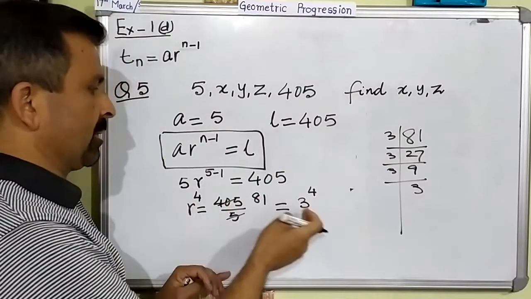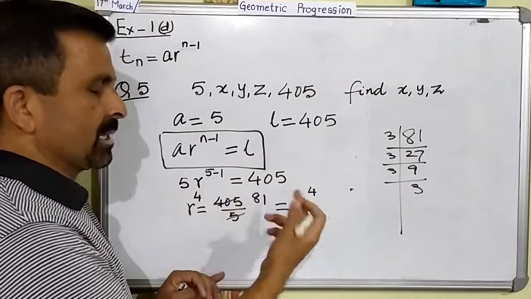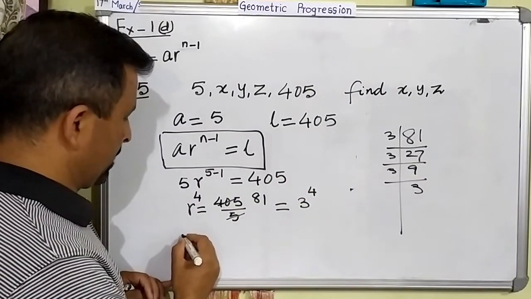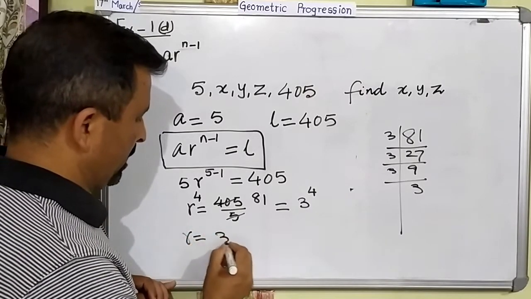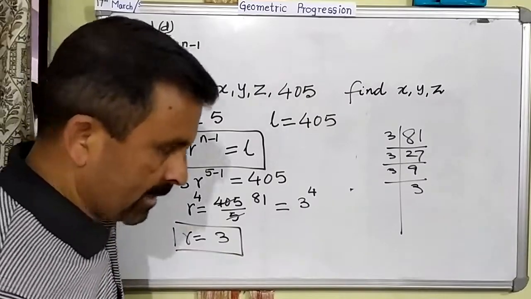Now on the left hand side and right hand side we can see two exponential numbers whose powers are the same. Obviously the bases will also be the same. So r is equal to 3. This way we got the value of r. Is it very clear?